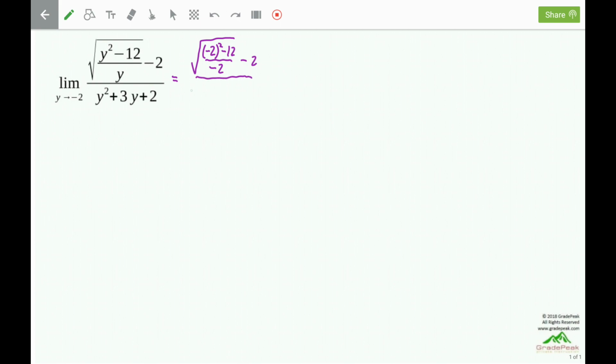over negative 2 squared plus 3 times a negative 2 plus a 2. So in the numerator we have the square root of negative 2 squared, which is 4, minus 12, divided by negative 2, minus 2, over negative 2 squared, which is 4, plus 3 times negative 2, which is a negative 6, plus a 2 in the denominator.